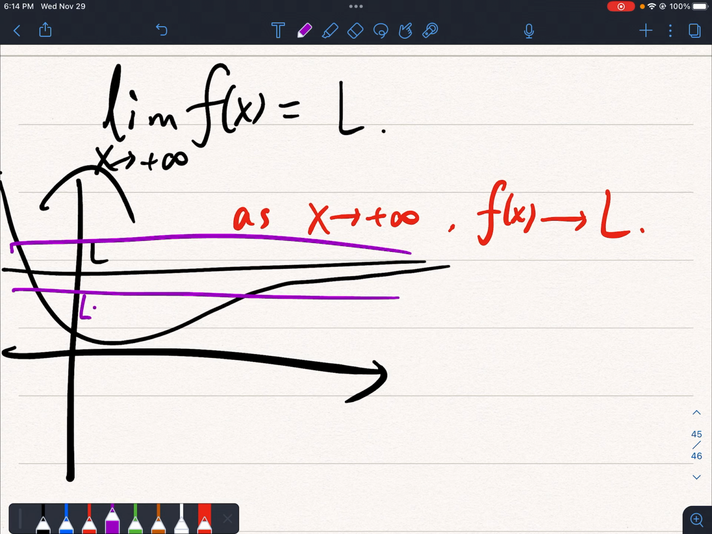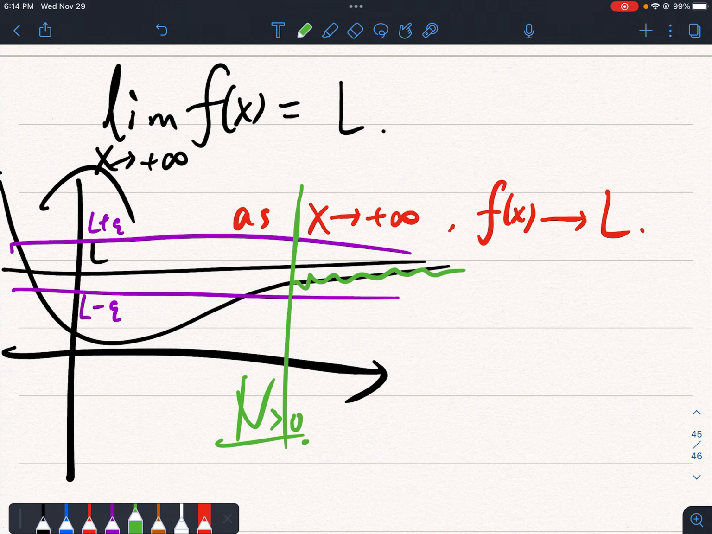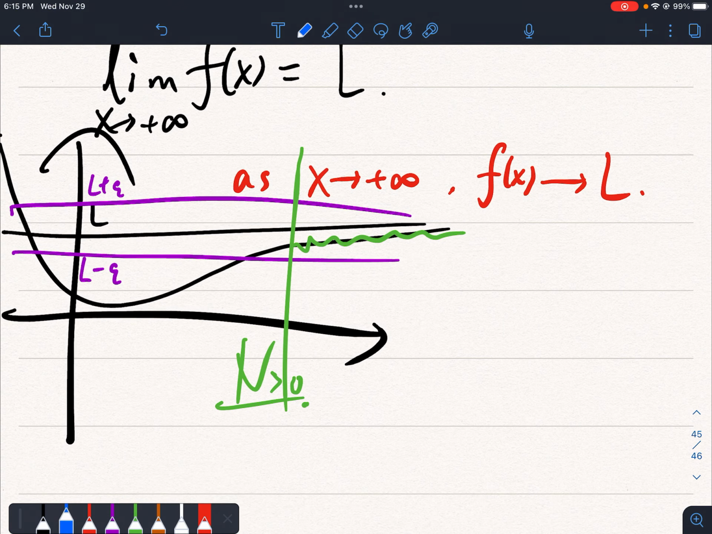But how close? Then do a similar thing. You look at the epsilon neighborhood of L, which is the interval from L minus epsilon to L plus epsilon. And then you want all the large enough x to have the value within this interval. What it means for large enough is that you can find some number n bigger than 0, such that for all x bigger than n, its values are in this interval. So it's clear that we should define it this way.